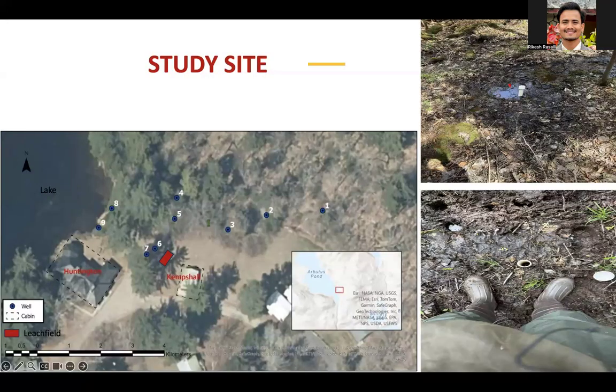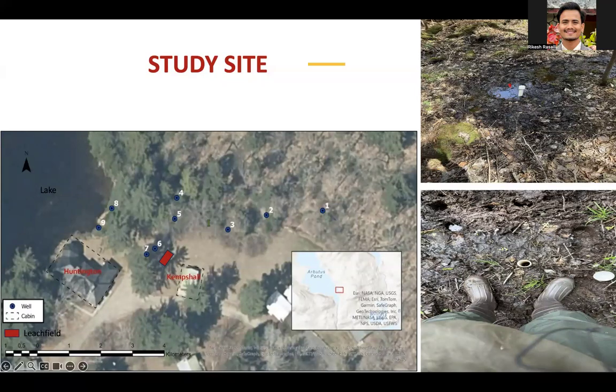So to investigate this, we conducted a field study at Arbutus Lake watershed in the Adirondacks. This system includes a septic leach field, indicated by the red box, located upslope of the lake, serving nearby cabins. We installed 9 groundwater wells along the expected groundwater flow path from the septic system towards the lake.